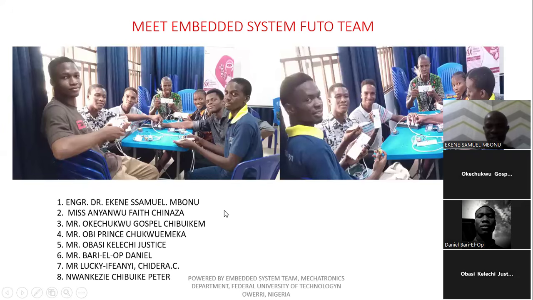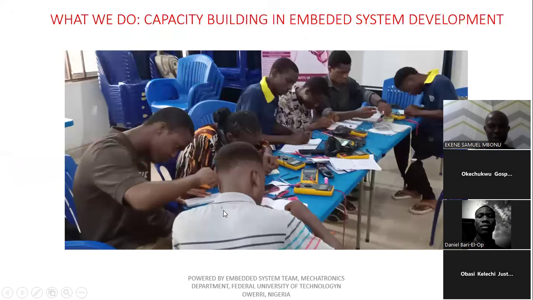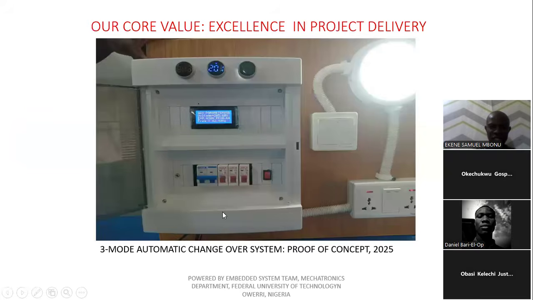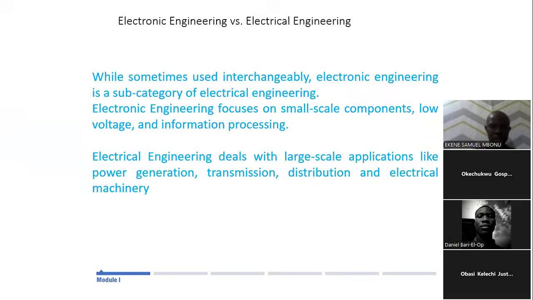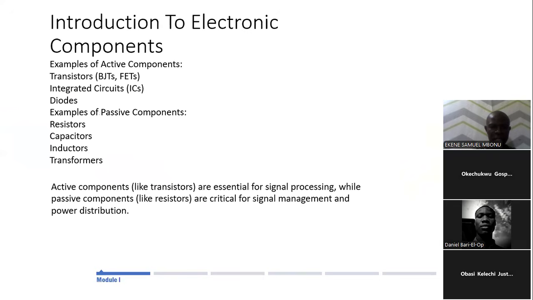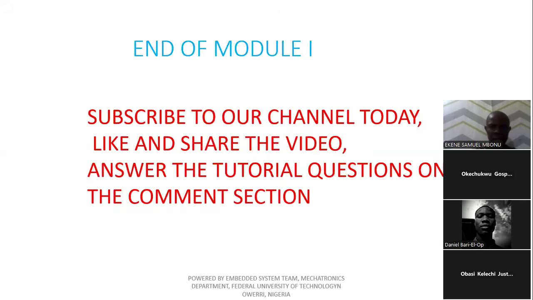So we move down to Module 2. We've discussed what electronic engineering is all about. The basic difference between electronic and electrical engineering has been discussed. We've differentiated between active and passive components in electronic system.